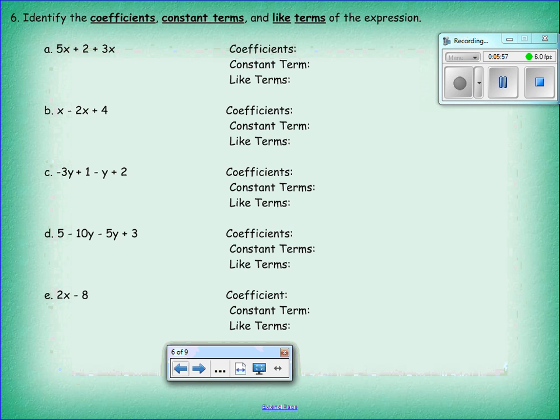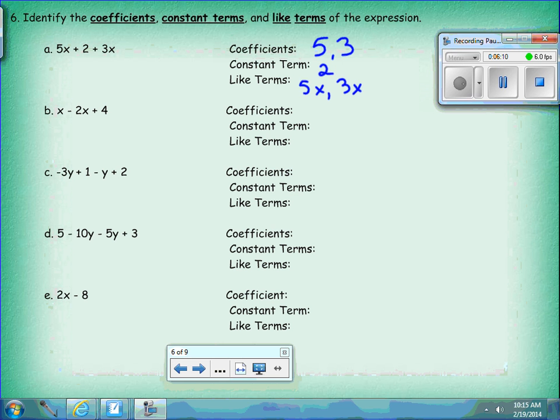And now we have an exercise where we're going to identify the coefficients, the constant terms, and the like terms in the expressions. I'm going to pause this. We're going to work on it in class, then come back and show the answers all at once. Okay, please note the coefficients on 6a will be 5 and 3. The constant term or terms would be 2. And the like terms will be 5x and 3x.